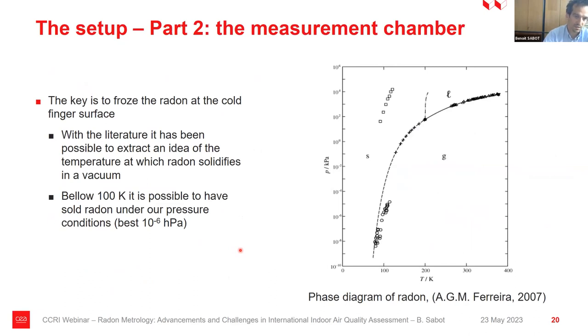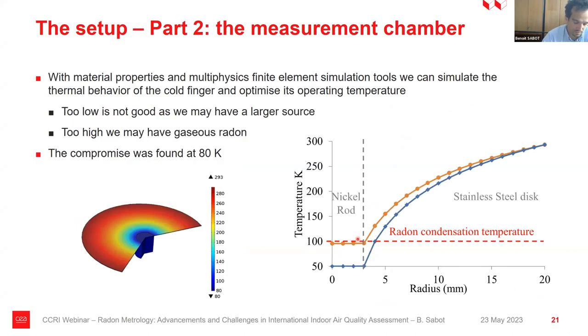And in this work, we had to know exactly where the melting point, solidification point, and so on of radon are under low pressure conditions. What we can find is that below 100 Kelvin, it is possible to have solid radon under our pressure condition, which is vacuum. In our best case, it's 10 to the power minus 6 hectopascal. So knowing that, we could find the best compromise between a good temperature and solidification of radon on the cold finger.